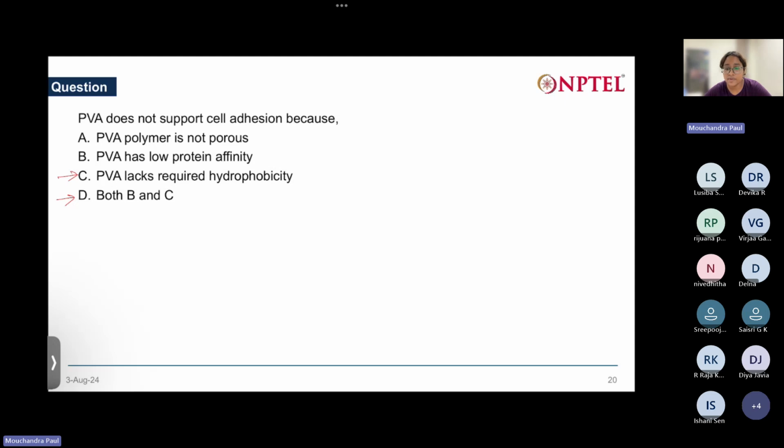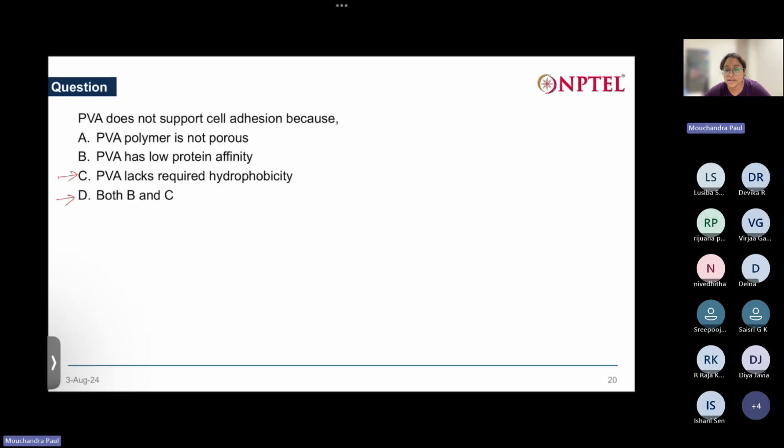Meaning it should have a desired level of hydrophobic or hydrophilic nature. So PVA is a very hydrophilic polymer because of the presence of OH groups. So what happens due to that? When it is implanted in an aqueous environment like inside our body, the water molecules are very strongly bound to the PVA surface, because of which any nearby proteins, plasma proteins that are readily available, cannot interact with the PVA surface because the water molecules are there, right?